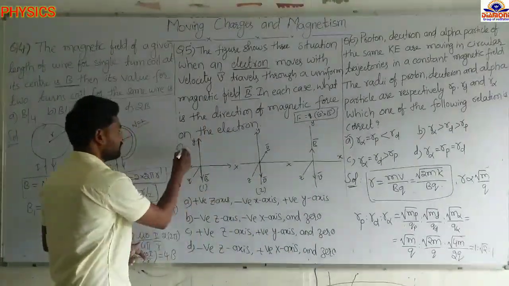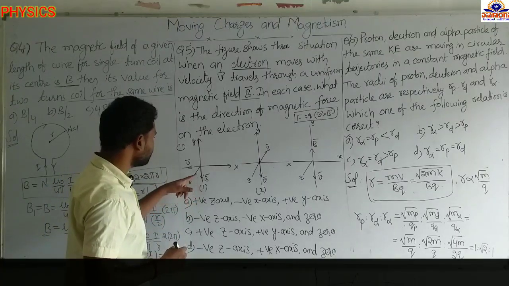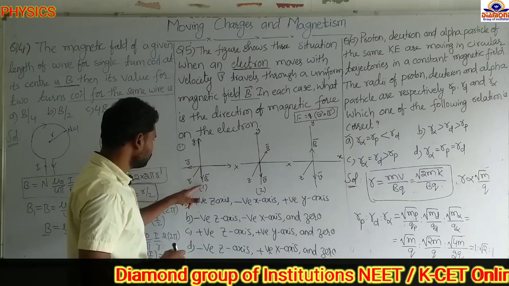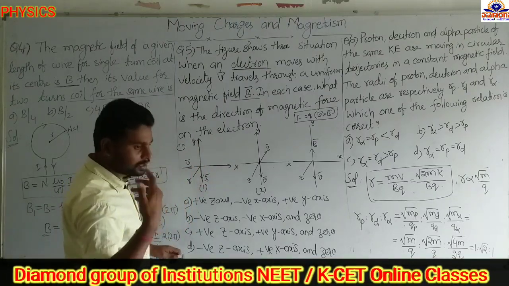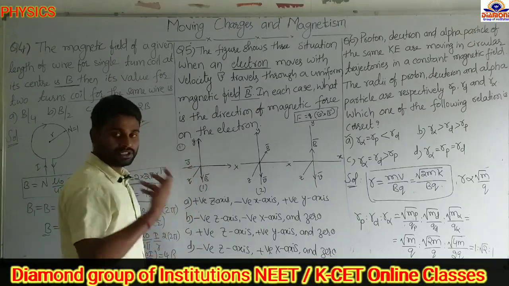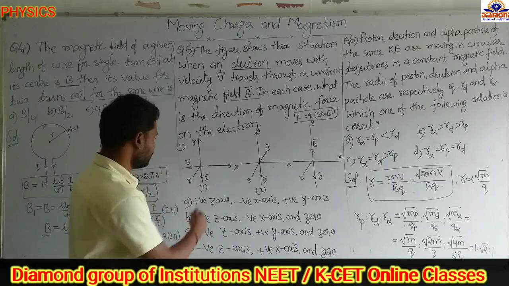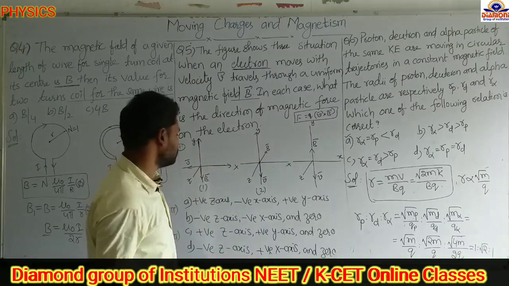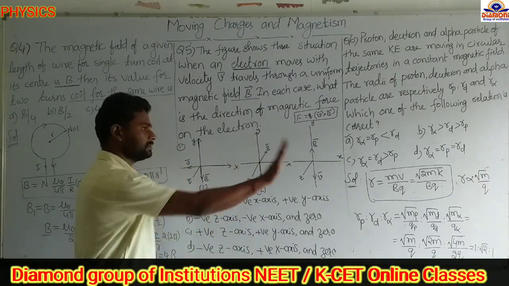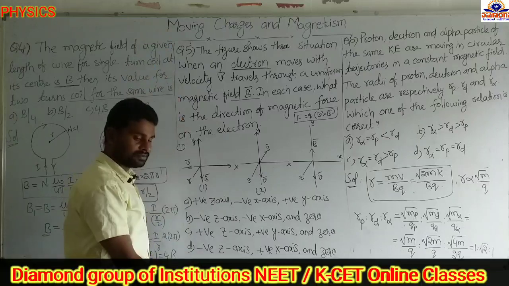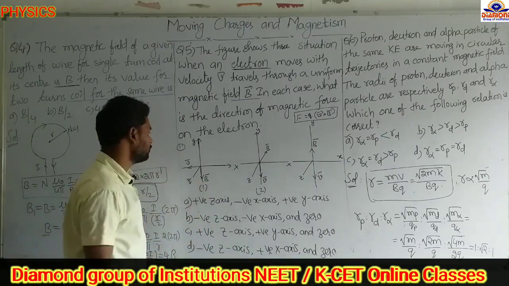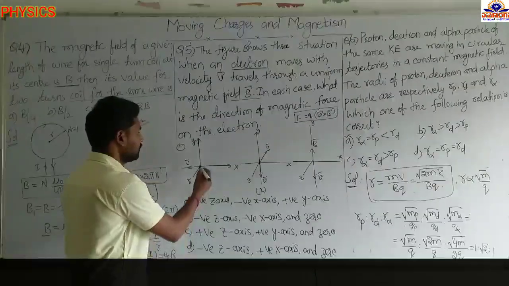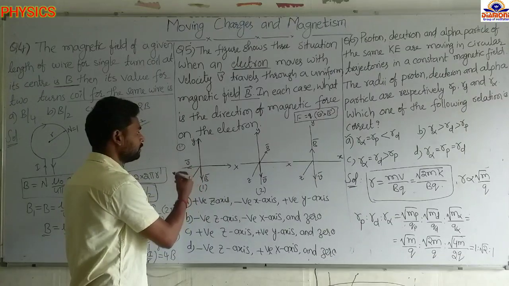See the first case. In the first case the magnetic field is in the direction of the, so this is the x, this is the y, this is the negative x, this is the negative y, and outside is the positive z, inside is the negative z. Remember that: x, minus x, y, minus y, plus z, minus z. So here the magnetic field is in the negative y direction and the velocity of the electron is in the direction of the negative x axis.